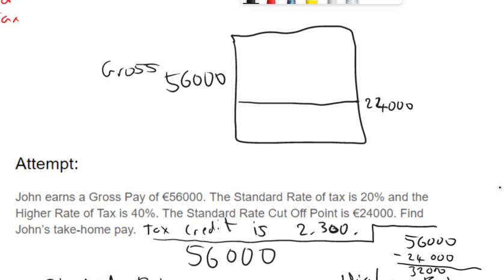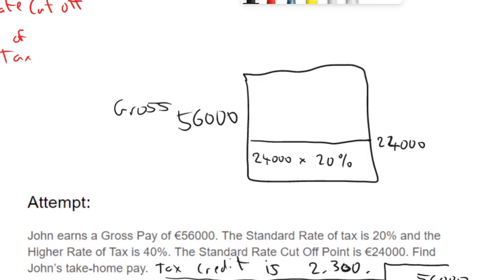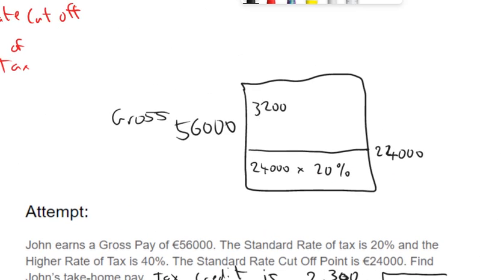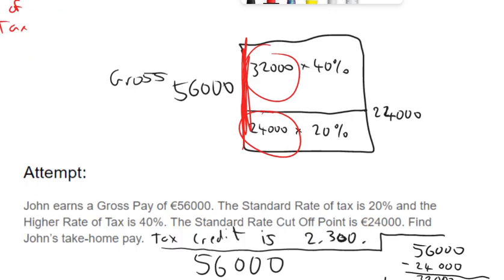Okay, so below that I have to pay 24,000 at 20%, and then the rest of the money out of the 56,000, which we found out was 32,000, you have to pay at 40%. So that's where it comes from. The whole thing is 56,000, and I have to pay 24,000 of it at 20% and the rest of it at 40%. That's generally the idea.